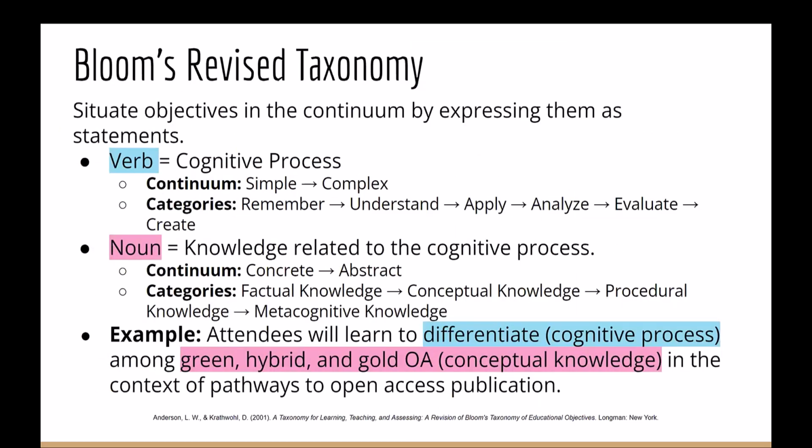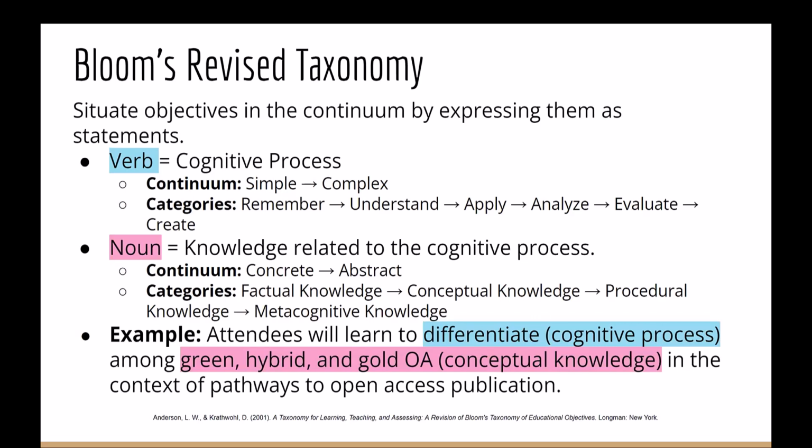There are two components to an objective statement. First, you have a verb, which represents a cognitive process, and this can range from simple to complex. Following the verb is a noun, which specifies the type of knowledge that's related to or going to be engaged by the cognitive process that's specified in the verb portion of the statement. So the knowledge dimension ranges from concrete to abstract.